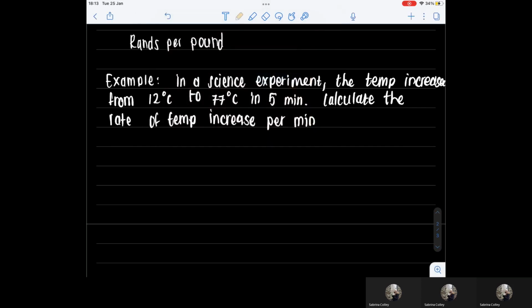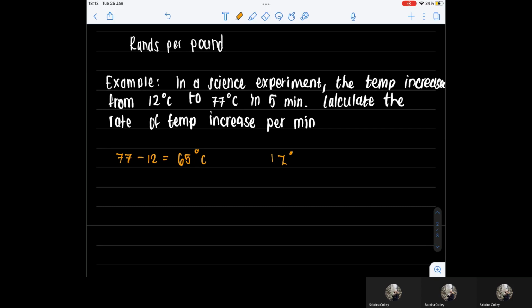I'm going to do this in a different color. So we increased it. Okay, if we go 77 minus 12, we're going to get 65 degrees Celsius. So it went from 12 degrees to 77. So it increased by 65 degrees Celsius, right? In a period of 5 minutes. Okay, so let's work out how much it is per minute, right?